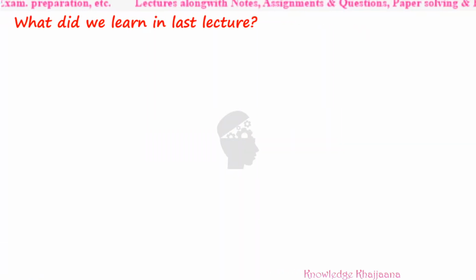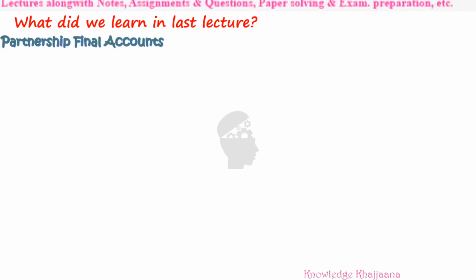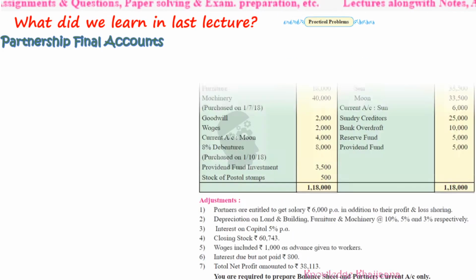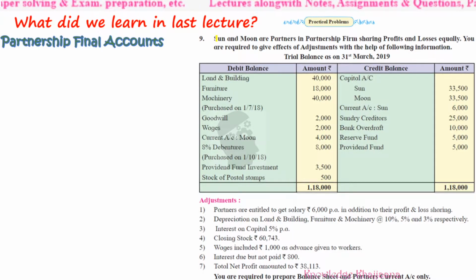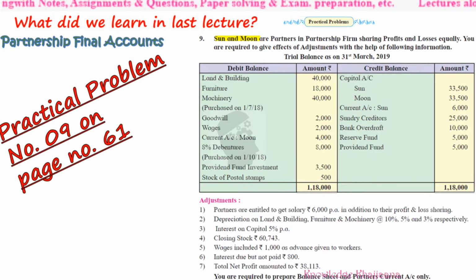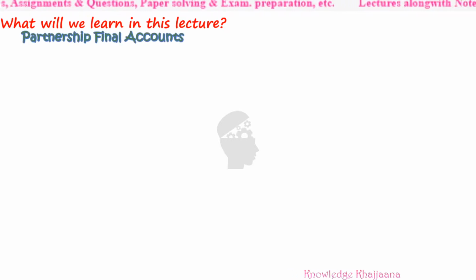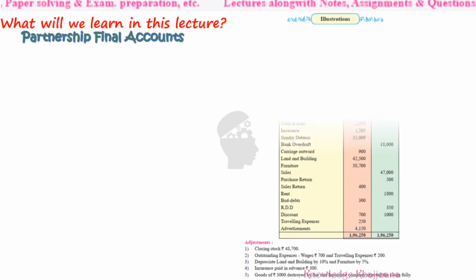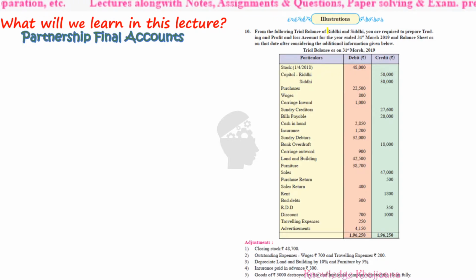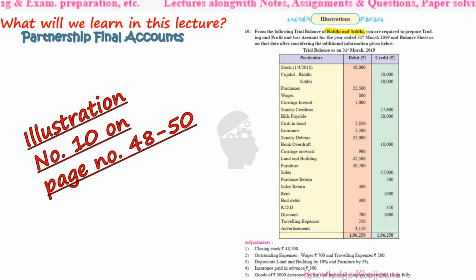What did we learn in our last lecture? We solved practical problem number 9, that was of Sun and Moon of partnership final account, which was given on page number 61. What we are going to solve today? Today we are going to cover illustration number 10, that is of Riddhi and Siddhi. The partners are Riddhi and Siddhi, which is given on page number 48 to 50.